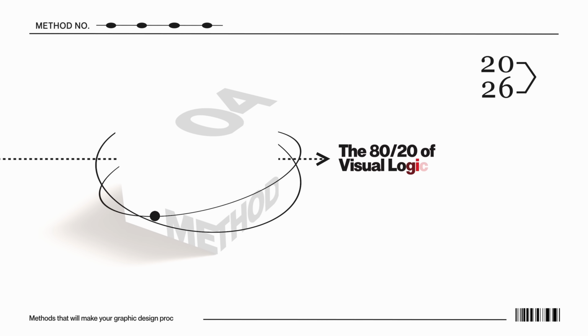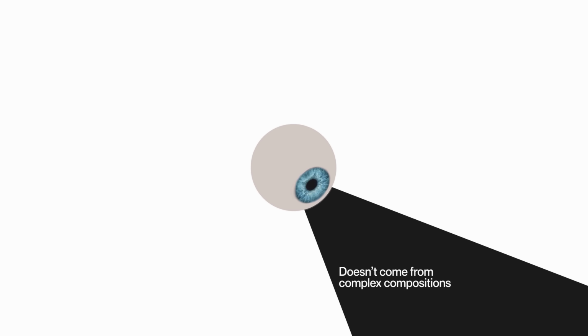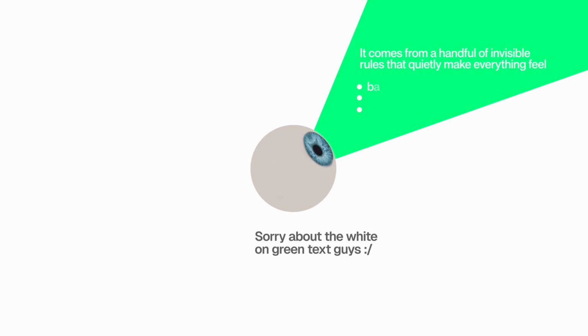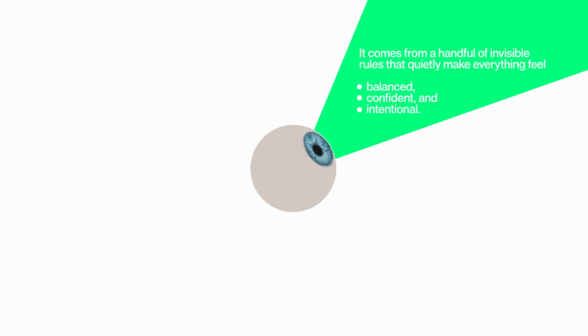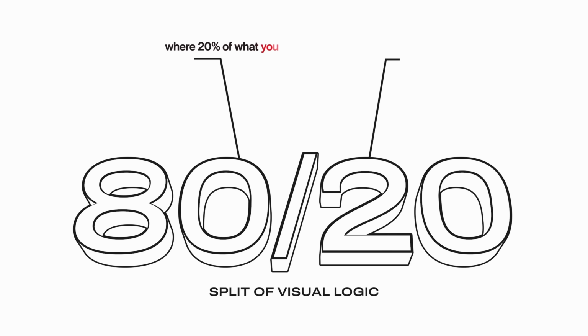Now here's something I'm sure every designer wishes they understood earlier. Most of your visual impact does not come from fancy techniques or complex compositions. It comes from a handful of invisible rules that quietly make everything feel balanced, confident, and intentional. This is what I call the 80-20 split of visual logic. It's where 20% of what you do creates 80% of the final result.